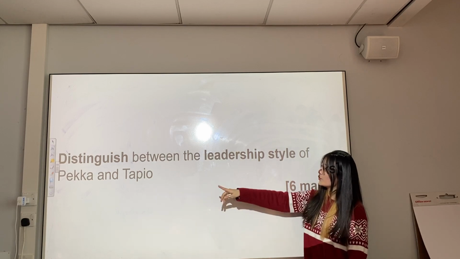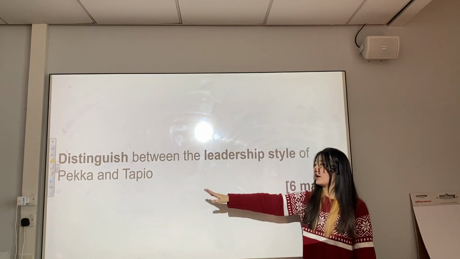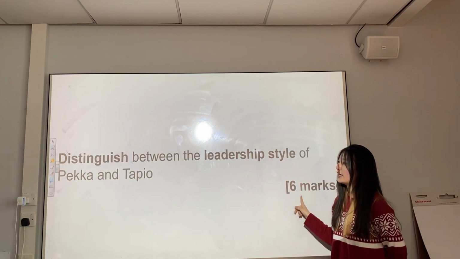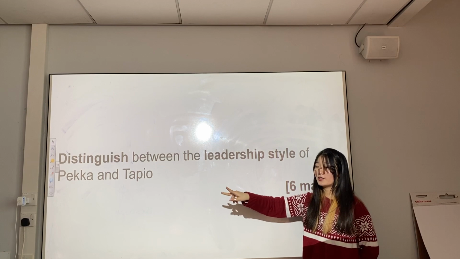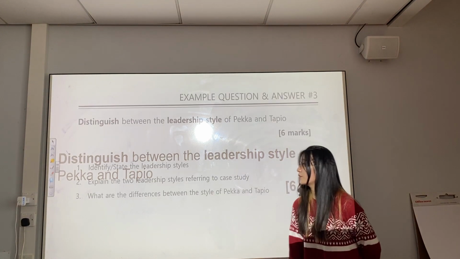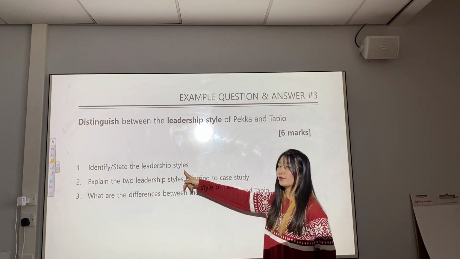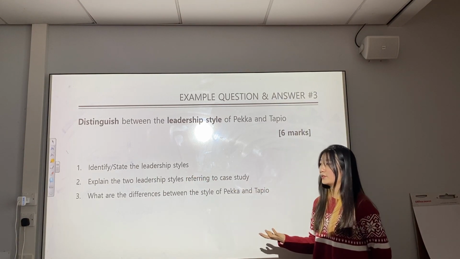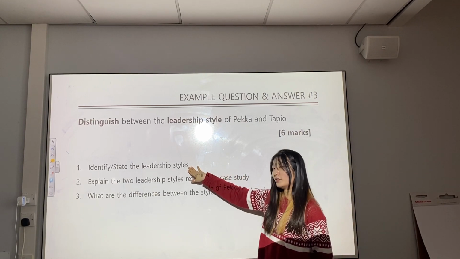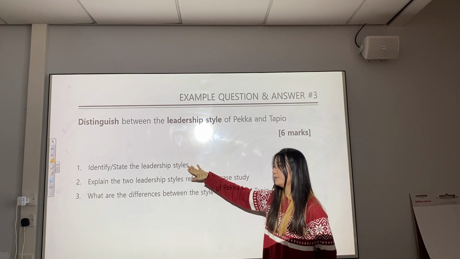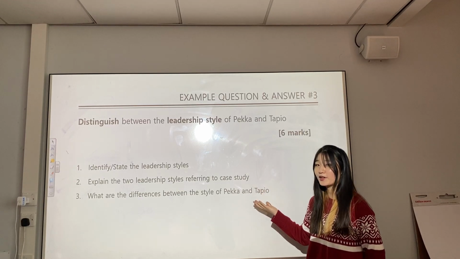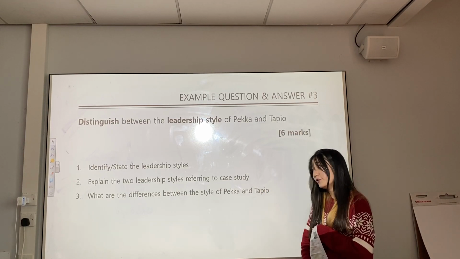And it says distinguish between the leadership styles of Pekka and Tapio. So as soon as we see 6 marks and Pekka and Tapio, we have 2 leaders, so it's going to be 3 marks each. Okay. First mark goes into identifying the leadership styles and telling us what that is. Explain the leadership styles referring to the case study. So what kind of leader is Pekka? Can you explain that referring to the text? Where do we see that leadership style in the case study we've read?